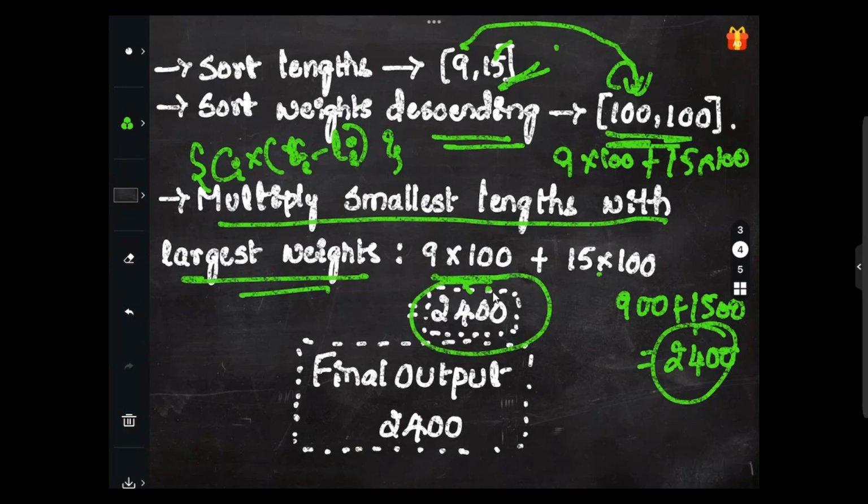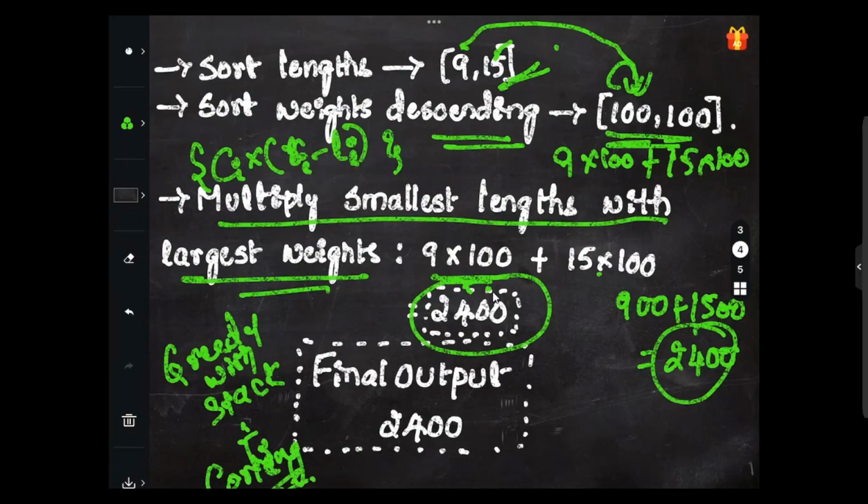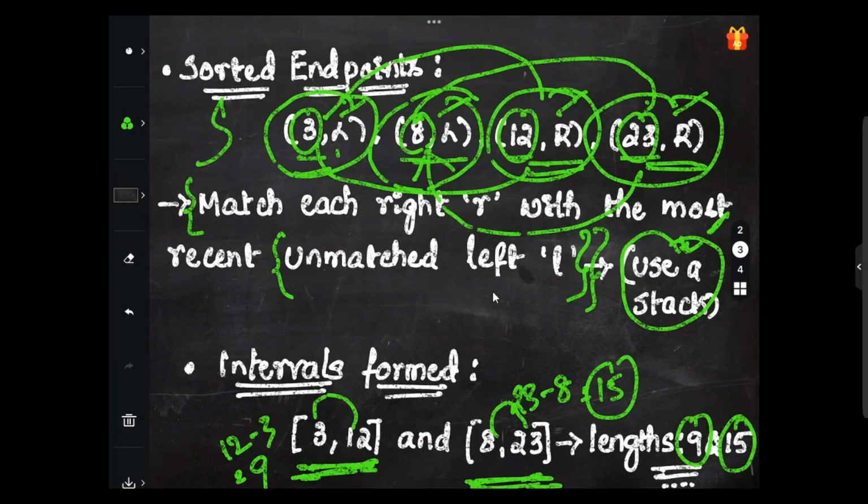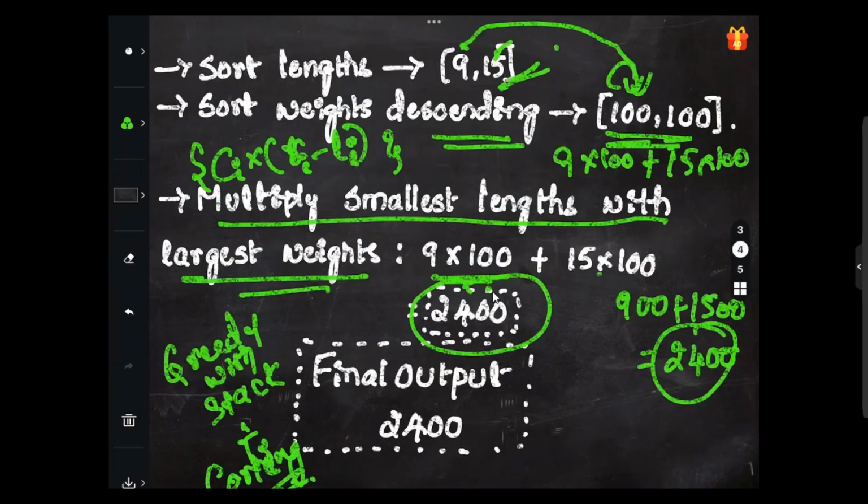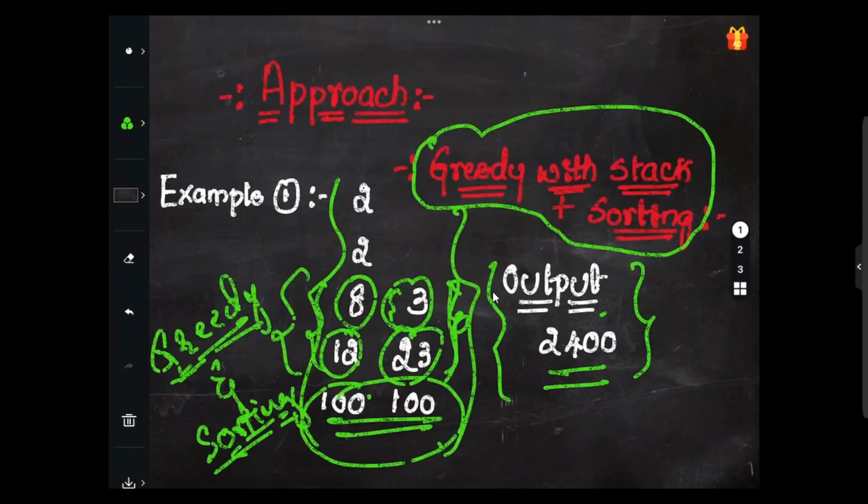And what is the approach that we used for this? Basically we went with greedy with stack. We made use of the stack, as we already discussed. Plus we went with sorting as well, sorting the endpoints in the second step. So the output that we got here is 2400, which is equivalent to the output they have given for example 1 in the question. So 2400 equals 2400.